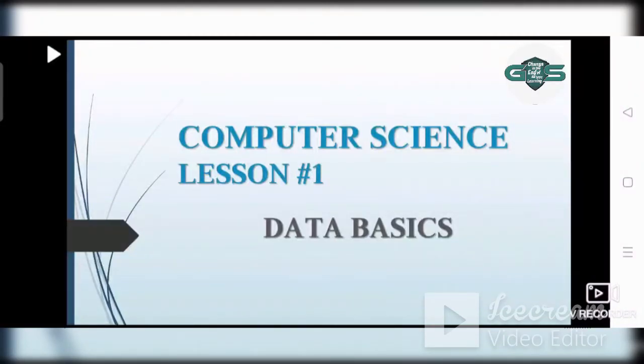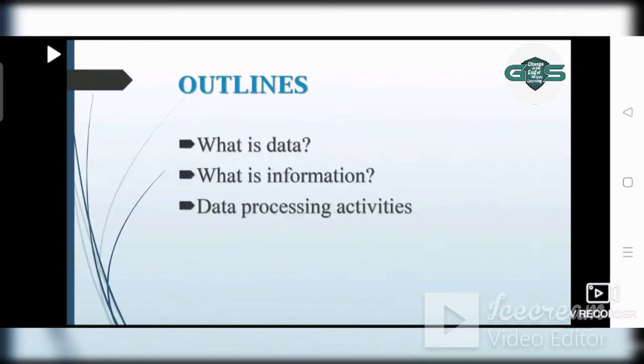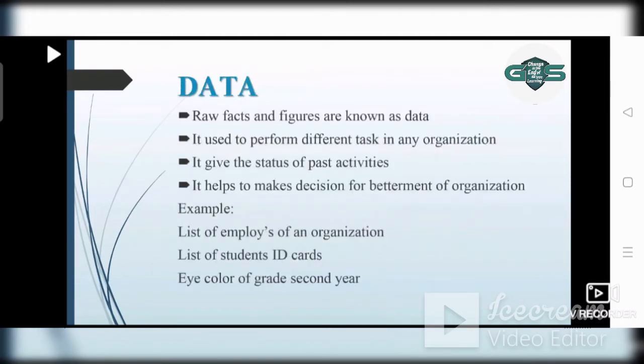Now the next series of computer science, lesson number 1, is based on data basics. The outline of this lesson is: what is data, what is information, and data processing activities. What is data? Raw facts and figures are known as data. Your experiences are called data. Your natural observations and natural phenomena are known as data.